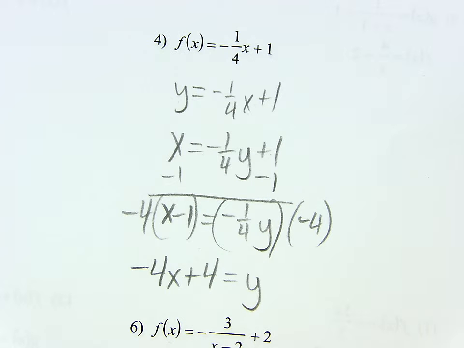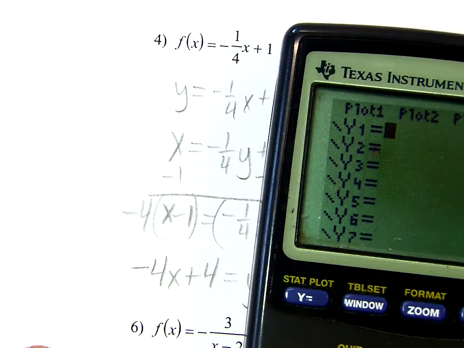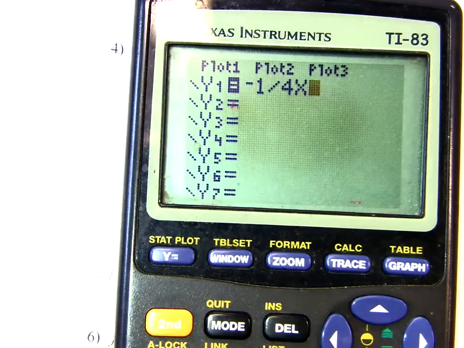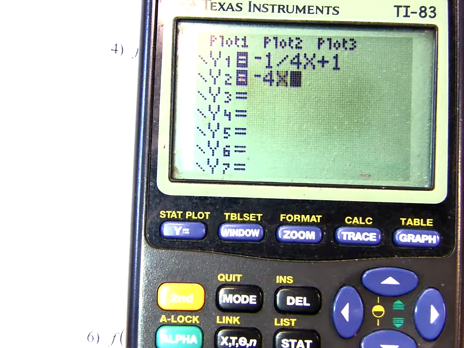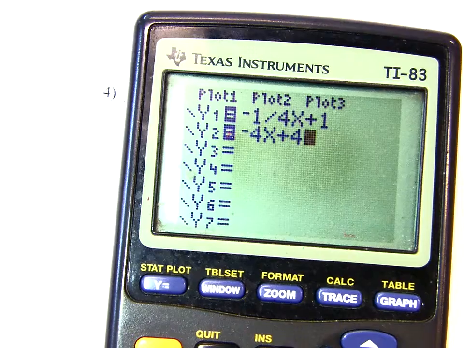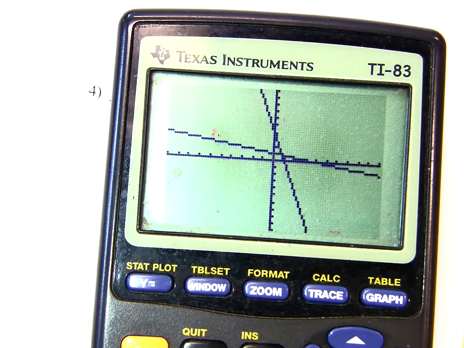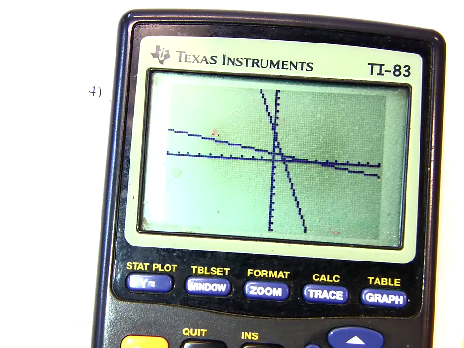So again, I'll show you the graph of both of these, and we should be able to see they're going to be the same graph, just reflected over that y equals x line. So let's put in the original, negative 1/4 x plus 1. And our second one is negative 4x plus 4. Okay, ready? There's the first line. And then there's the second. So could you see if I folded along this diagonal, they'd be symmetrical over that line?